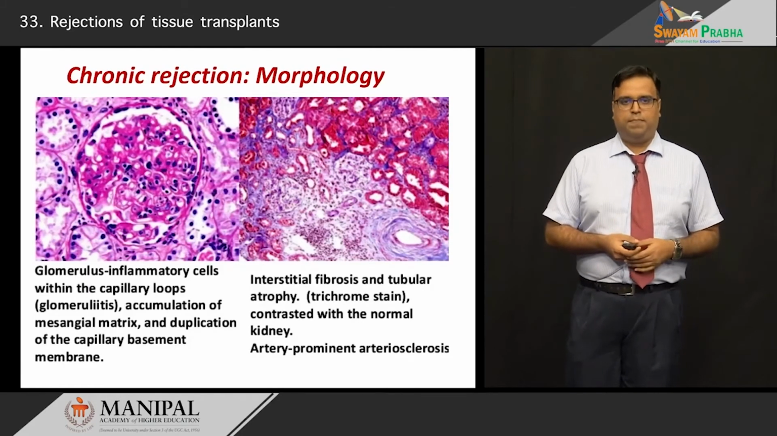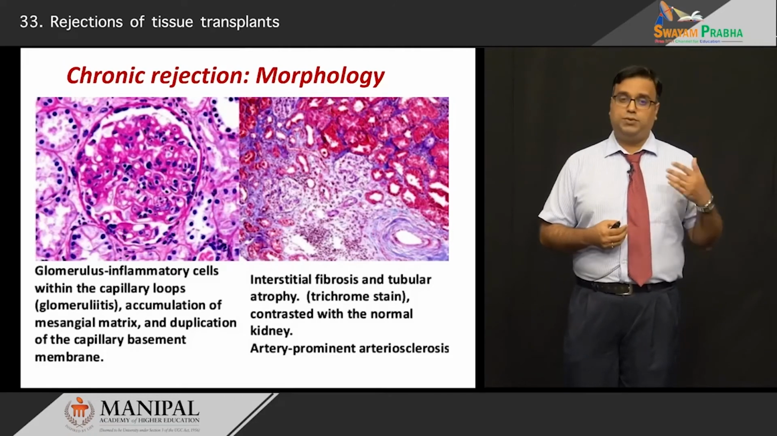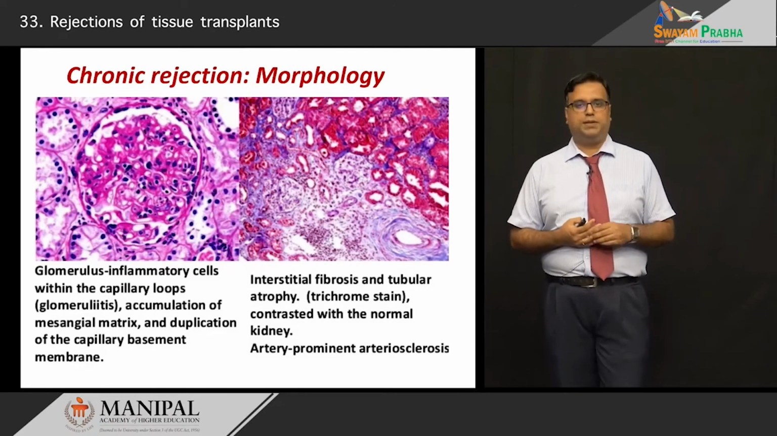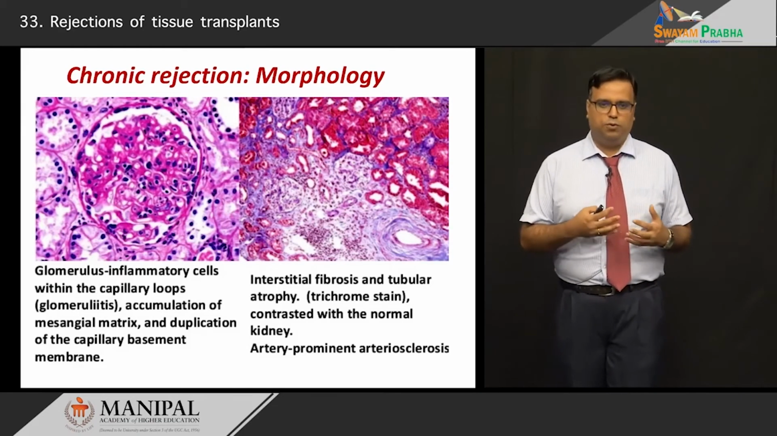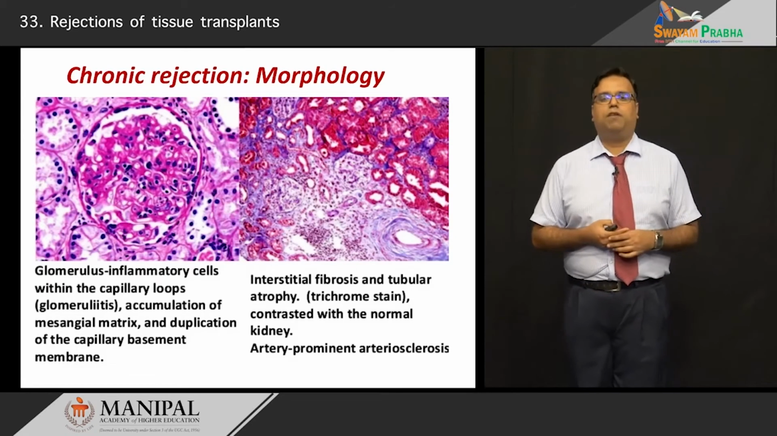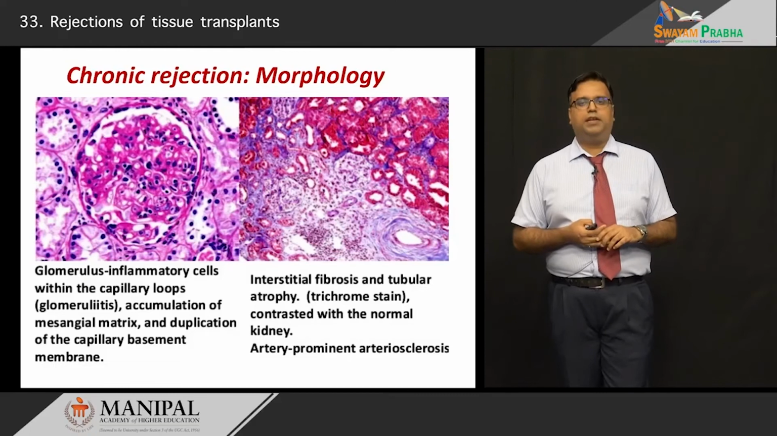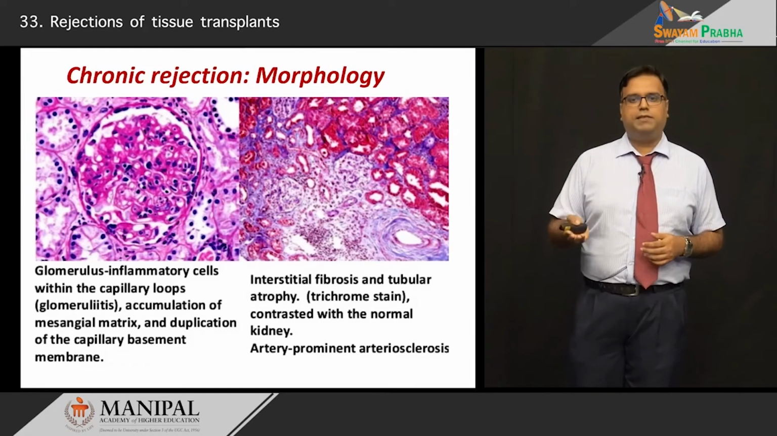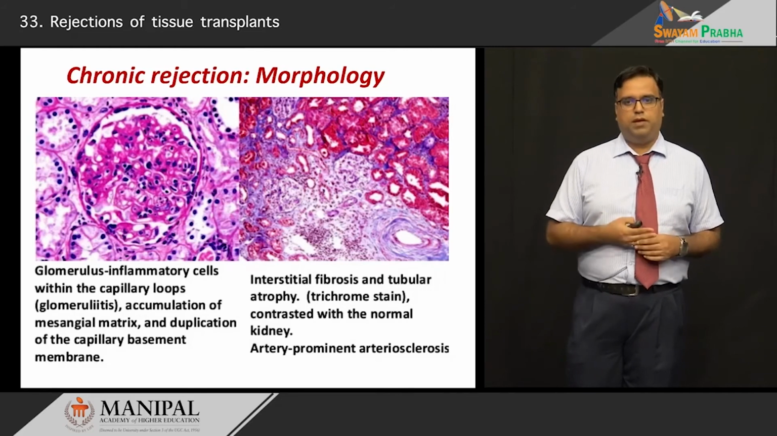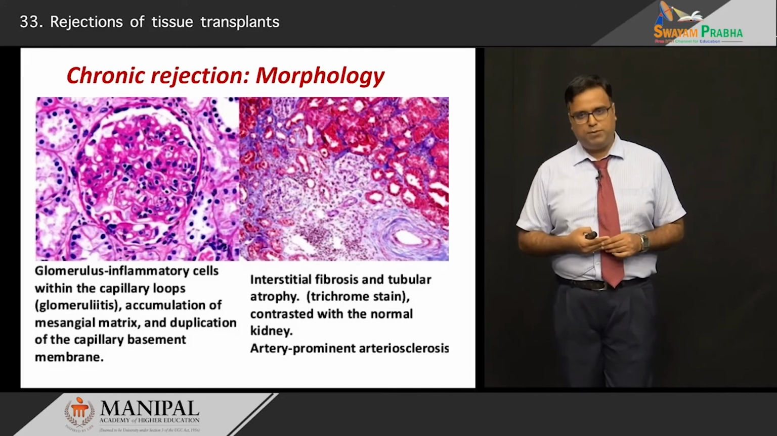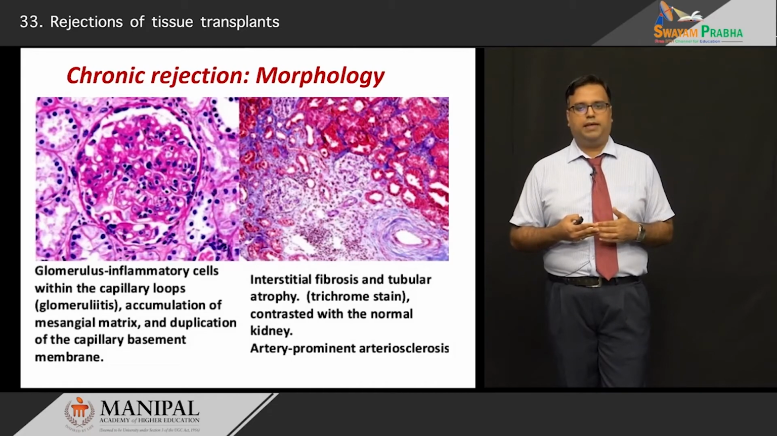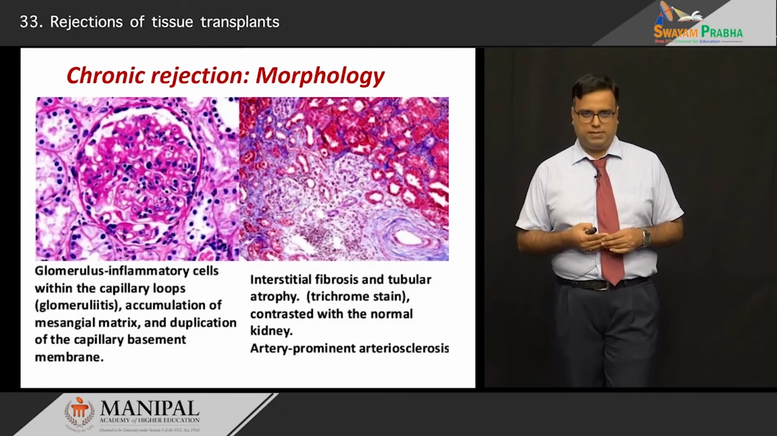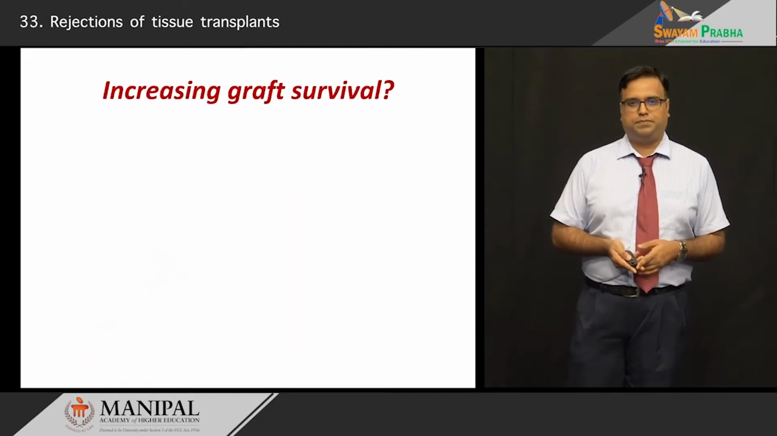Again, to underline this, you can see the light microscopy images on the left of your screen: a very cellular glomerulus where there are inflammatory cells within your glomerular loops, which is called glomerulitis, accumulation of a lot of mesangial matrix which is very pink in color, and duplication of basement membrane. You can do a silver stain that will show you that lining basement membrane which is duplicated. Whereas on the right of the screen is a Masson trichrome. You can see the areas marked in green are areas of fibrosis. So, a lot of interstitial fibrosis, and then sometimes an artery which shows arteriolosclerosis of the tunica media.